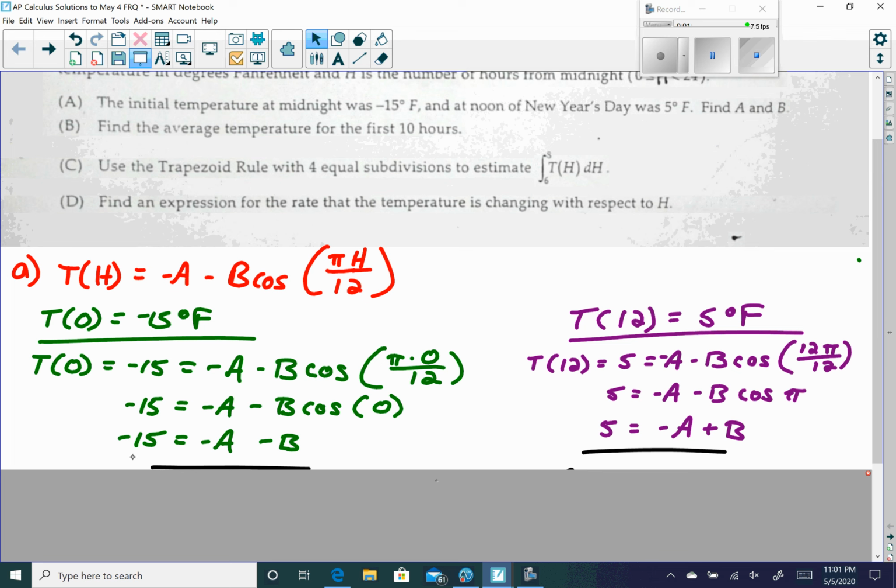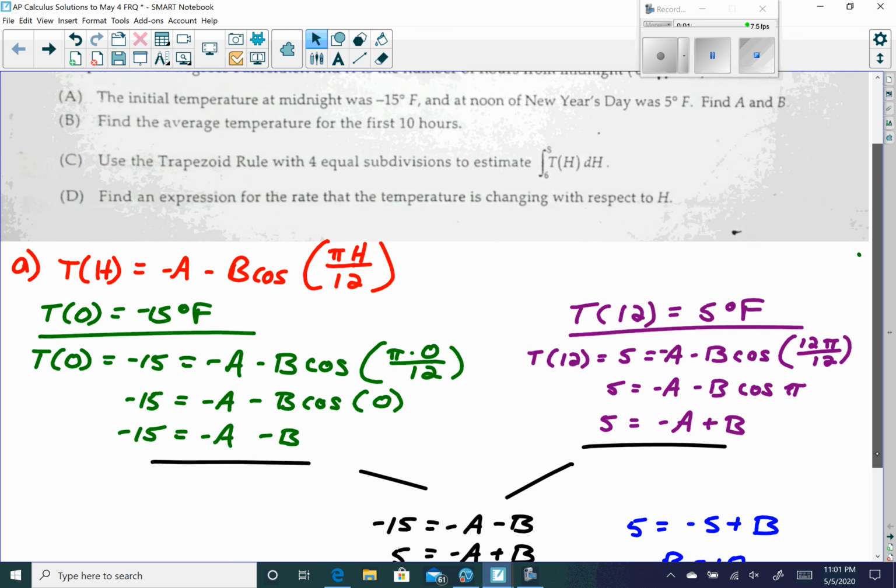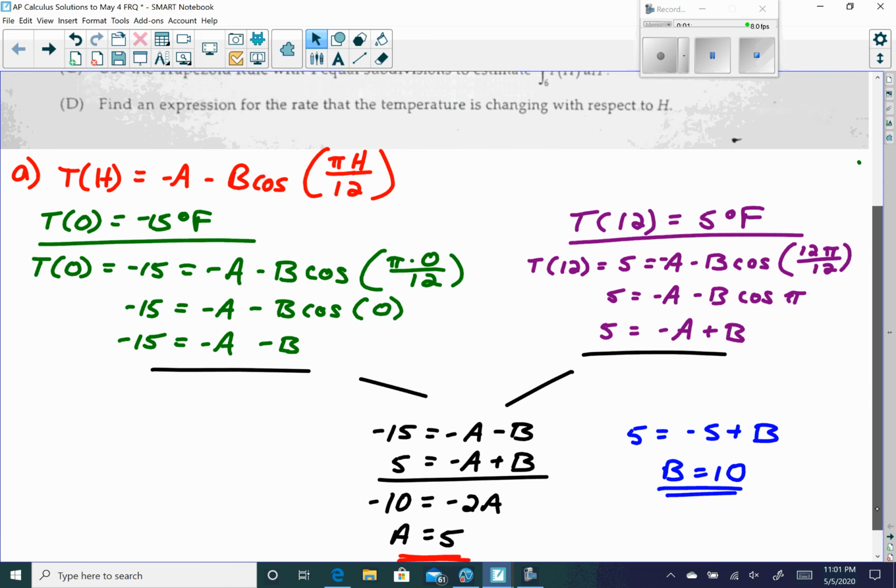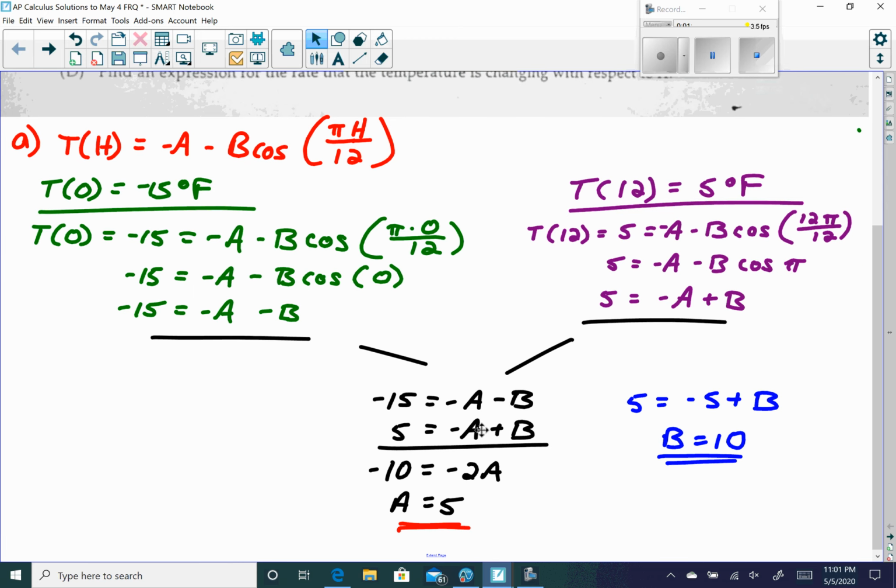So here we are getting cosine of 0, which is just 1, so I get negative 15 is equal to negative a minus b. On the other side, 12 pi over 12 will just give me pi. Cosine of pi is negative 1, so that turns it into a plus b. And then I set this up as a system of equations to find a and b. So a turns out to be 5. You can go back up into either one to find b, which was 10.